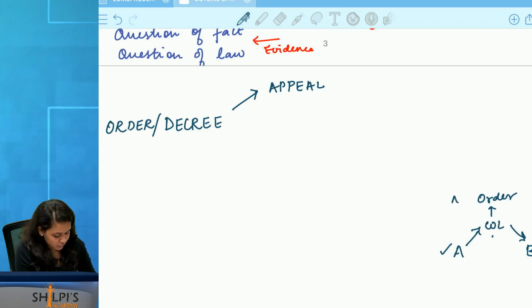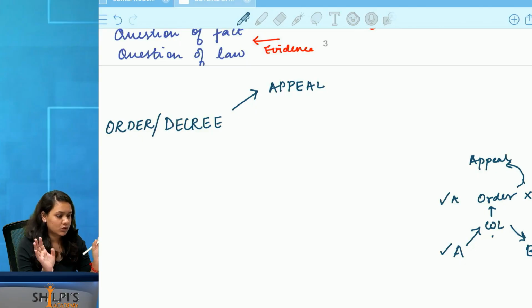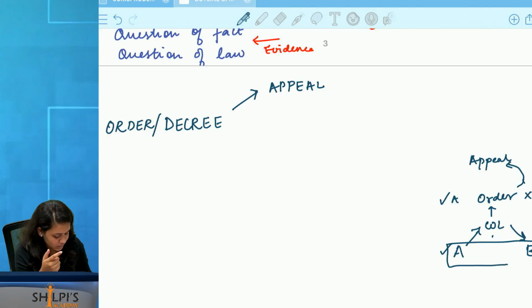So, in favor of A and against B. Now, what does B do? B is unhappy with the order, so he'll go on appeal from this order against it. Then what can the higher court do? The higher court will say no, remove the order, and that will take its own proceedings. But remember, finally these proceedings are still happening before the court of law.